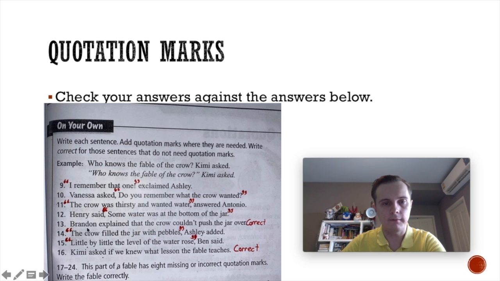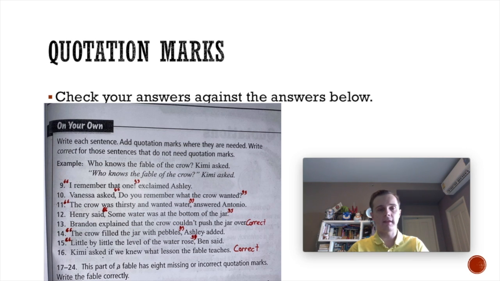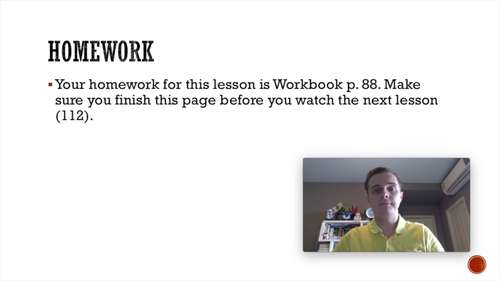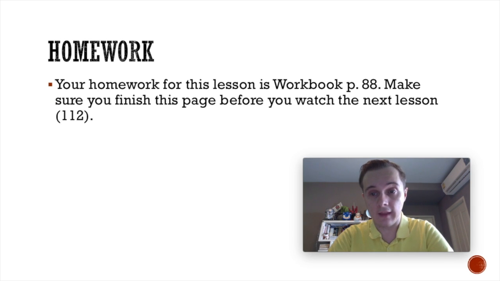Number 13, Brandon explained that the crow couldn't push the jar over is correct. You didn't need to add a quotation mark. Number 14, "The crow filled the jar with pebbles," Ashley added. Number 15, "Little by little the level of the water rose," Ben said. Number 16, Kimmy asked if we knew what lesson the fable teaches was correct. Okay, that is the end of this lesson.